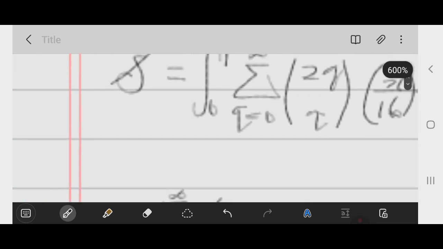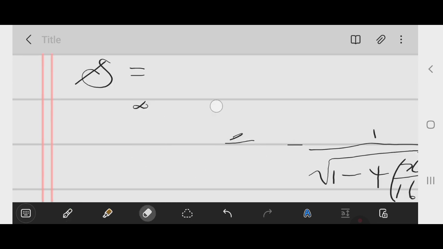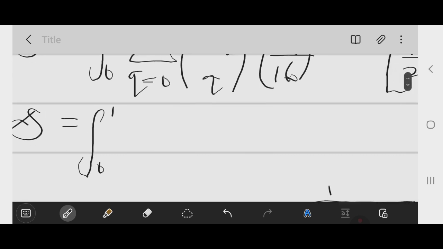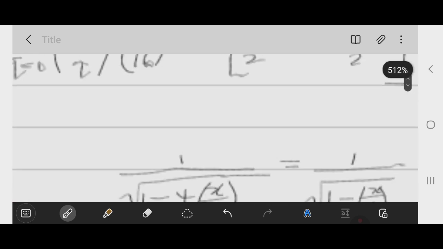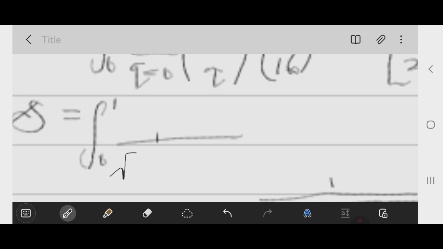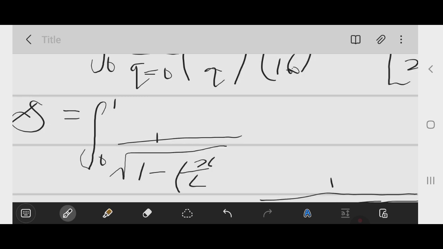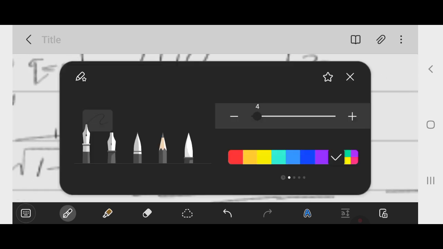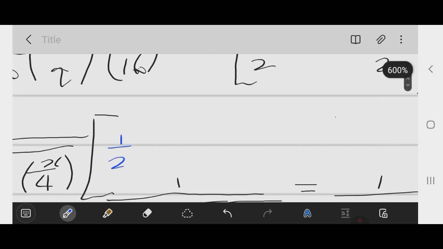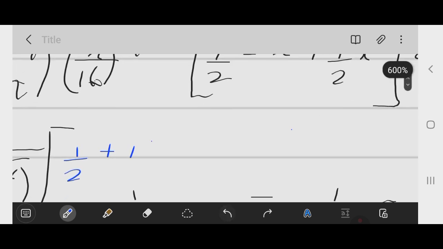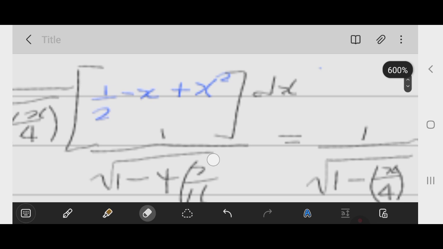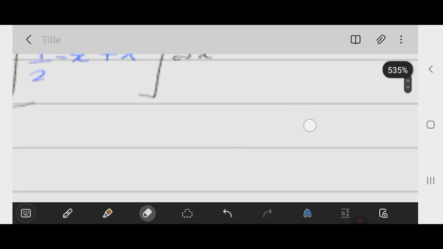Alright, so I have S is equal to the integral from 0 to 1. Now let me insert this. I have 1 over the square root of 1 minus x over 4. Alright, so it's going to multiply this remaining part, which is half minus x plus half of x squared. So let me take this part off so that I'll be left with.